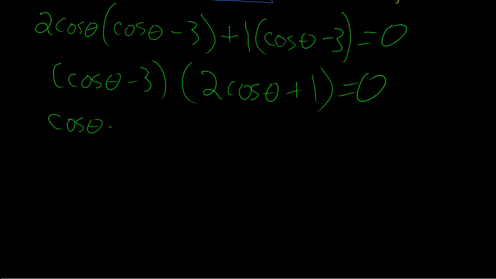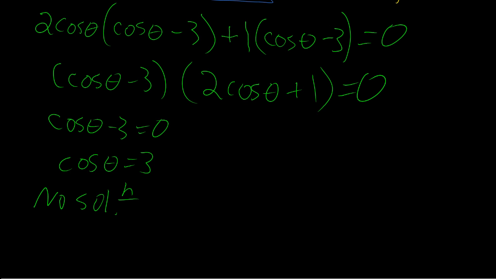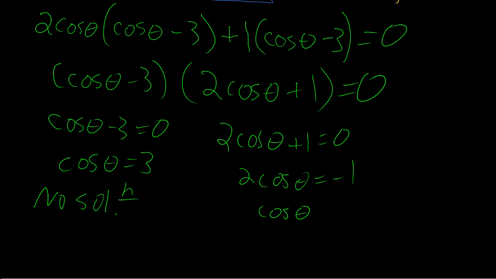So cos theta minus 3 equals 0. Cos theta equals 3. Well, cos only ever goes up to a height of 1 when you think of the curve. So there is no solution to this. And write no solution. Don't leave it blank. This one, I think there will be a solution. 2 cos theta plus 1 equals 0. 2 cos theta is going to equal your minus 1. And cos theta equals minus 1/2.